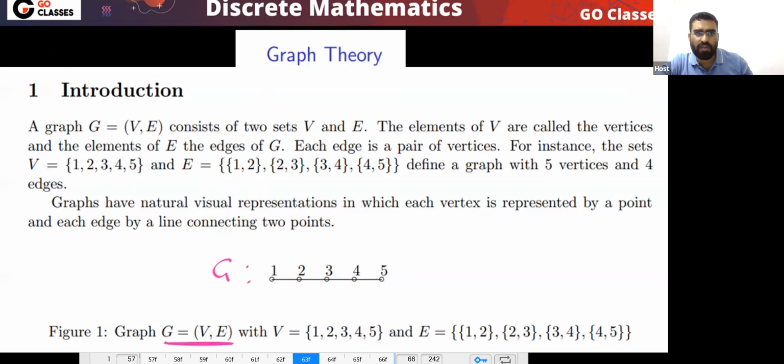In this graph, you have a set of vertices and a set of edges. So there are a total of 5 vertices. So the set of vertices is 1, 2, 3, 4, 5. This is the set of vertices. And this is the set of edges. How many edges do you have? A total of 4 edges. For example, this edge is 1, 2.